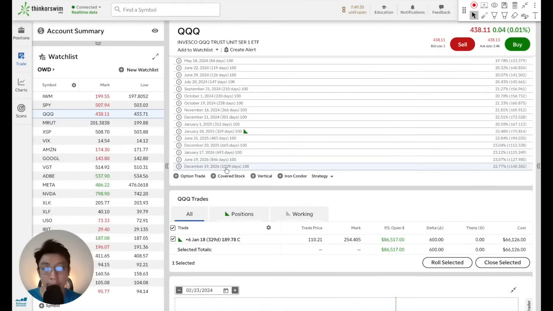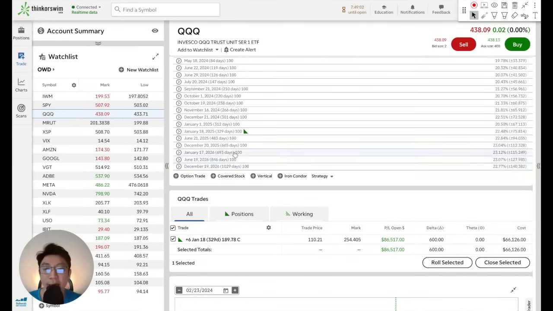That is if you want. But of course, one thing you need to know is that as you go further out, it's going to be much more expensive. Why? Because extrinsic value is equal to time, right? So basically, the more time you have, the more extrinsic value you have, which means you have to pay more for that position, right?